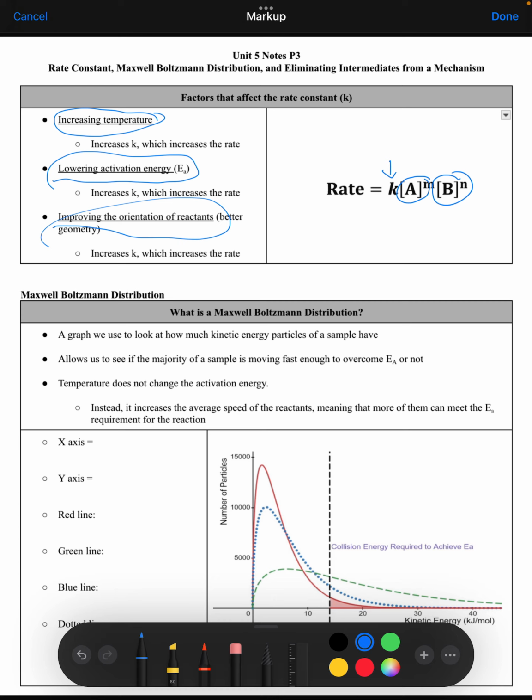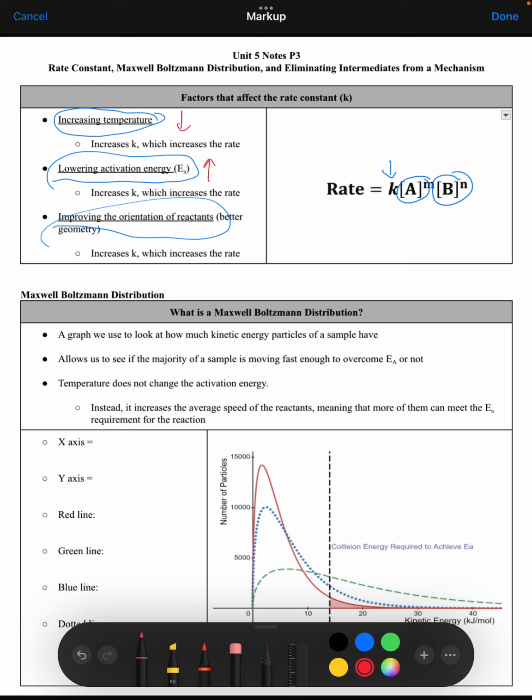So if you increase the temperature of a reaction, we know already that K is temperature dependent, so K is going to increase, which will then increase the rate. If we add a catalyst, lowering our activation energy, that is also going to increase K, which again increases that rate. And if we change the orientation of our reactants or give them better geometry somehow, that is also going to increase K, which increases our rate. Doing the opposite of those things, so a decrease in temperature, raising the activation energy, or making the orientation of our reactants worse, would do the exact opposite.